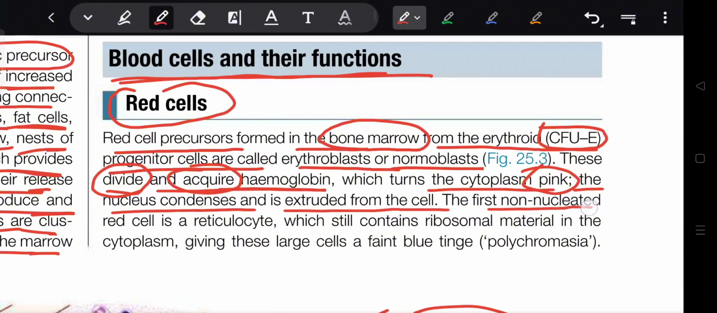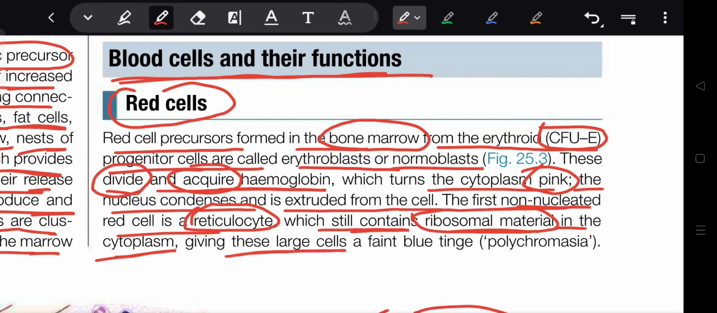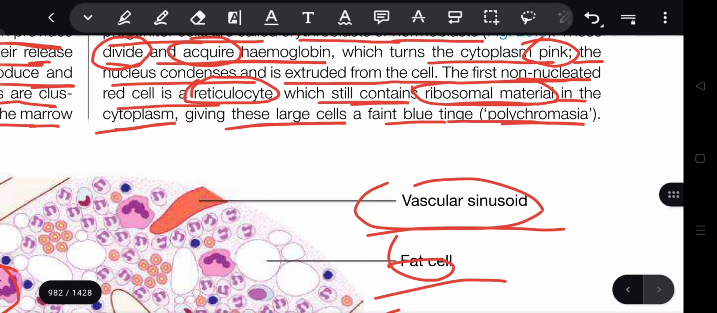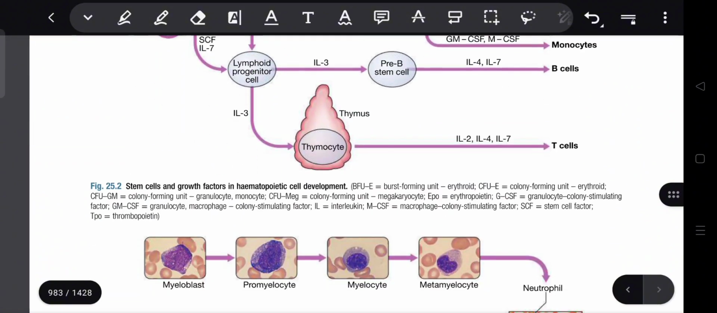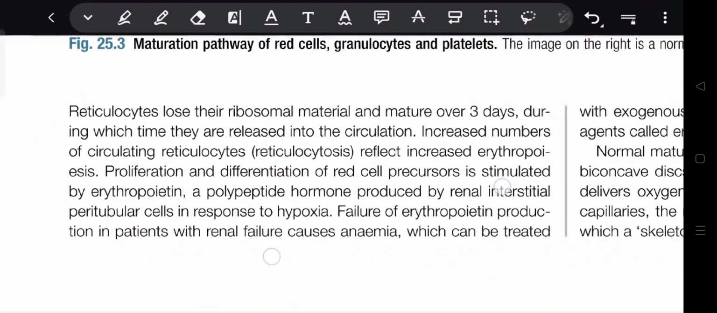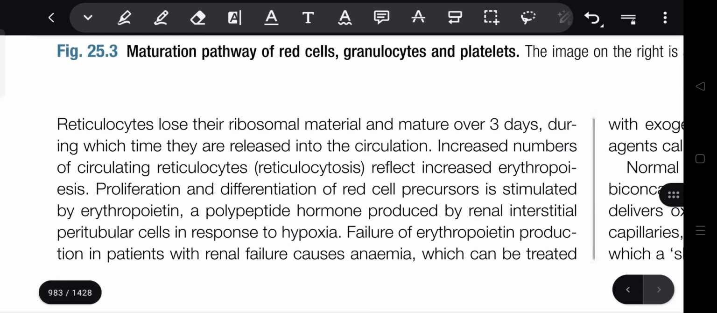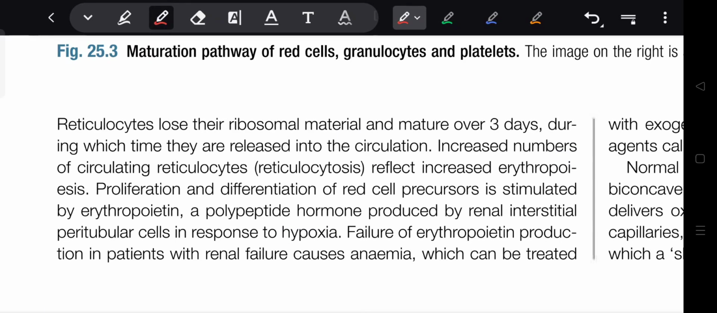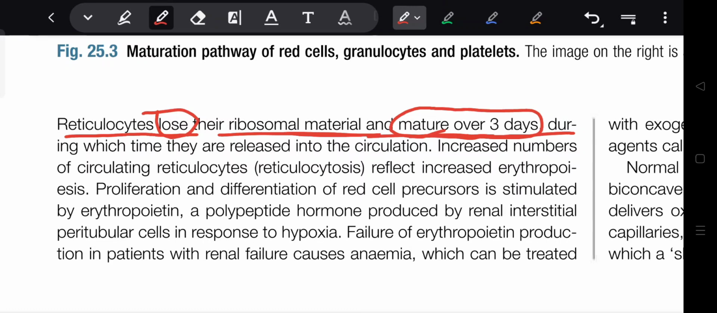The first non-nucleated red cell is the reticulocyte, which still contains ribosomal material in the cytoplasm, giving this large cell a faint blue tinge, polychromasia. Reticulocytes lose their ribosomal material and mature over 3 days, during which time they are released into circulation.